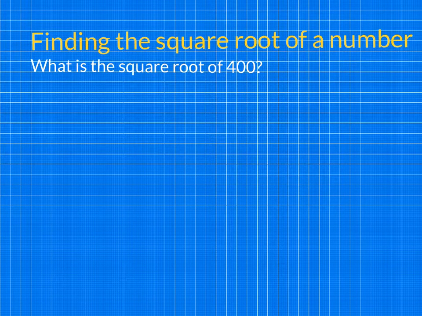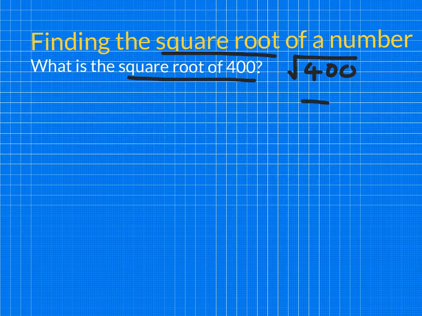We can use prime factorizations to find the square root of a number. What is the square root of 400? That can be written as this sign, the square root of 400. And what this means is that there are two numbers that can be multiplied together, and they have to be the same number, that's going to make 400.